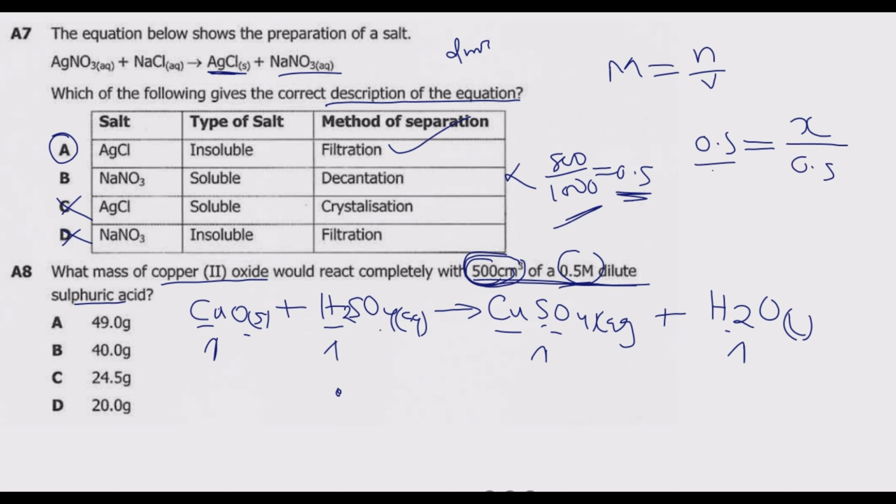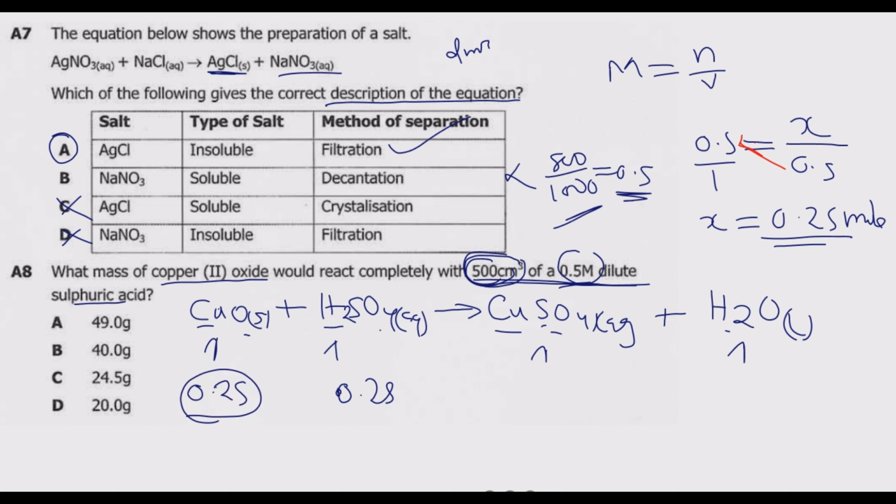To find X, we just cross multiply. So X is equal to 0.5 multiplied by 0.5. We end up with basically 0.25. So 0.25 is the number of moles in sulfuric acid. So here, what we have is 0.25 moles. If that's the case, because it's 1 to 1, then here we are using also 0.25 moles.